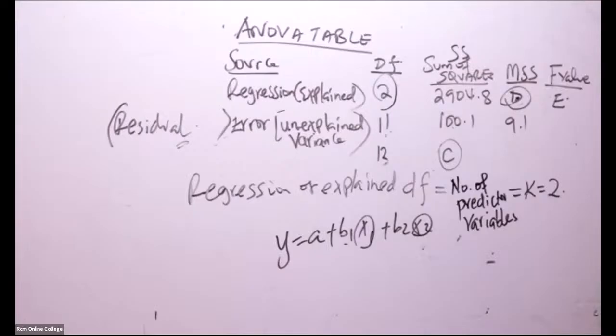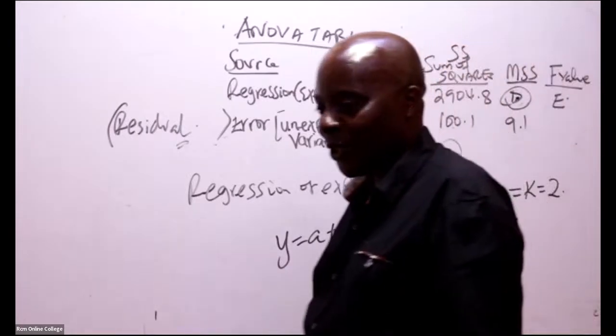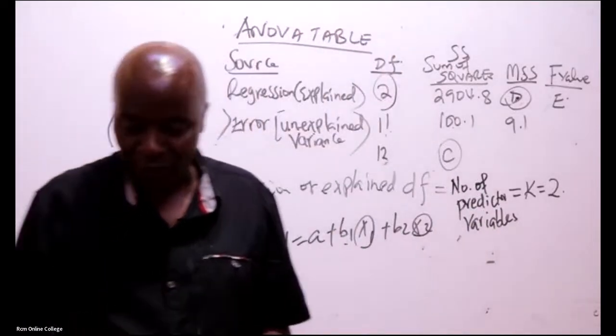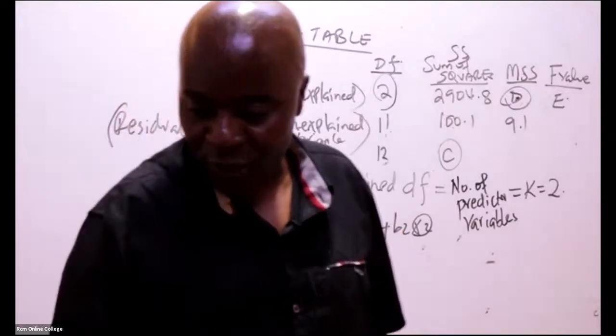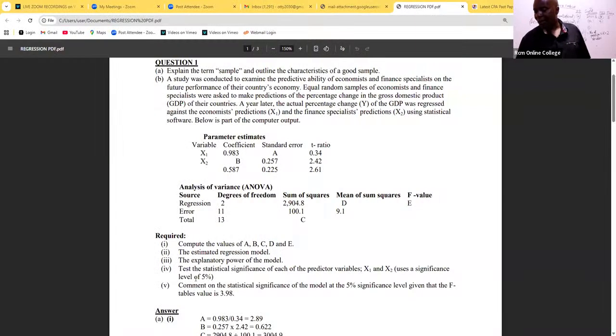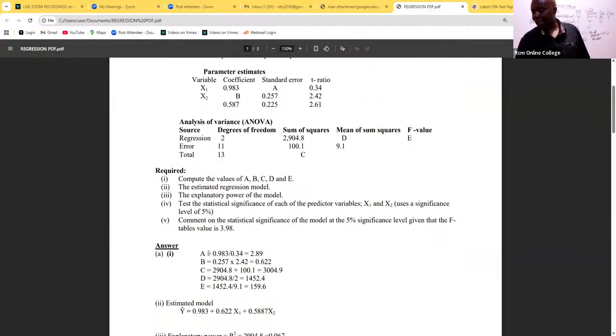So can I go to the next question, my great students? All right. Now we are comfortable. We can go on to the next question. So what are they telling us here? They want us to test the significance of each of the predictor variables, x1 and x2, using a significance level of 5%.